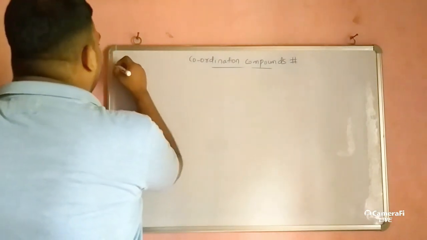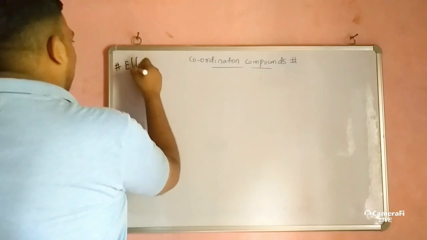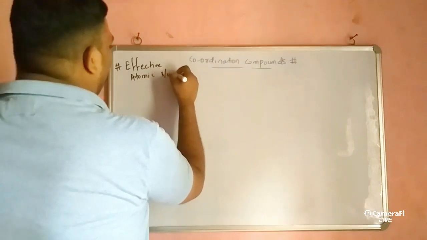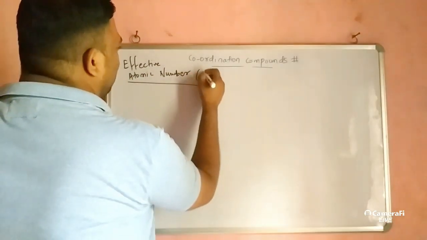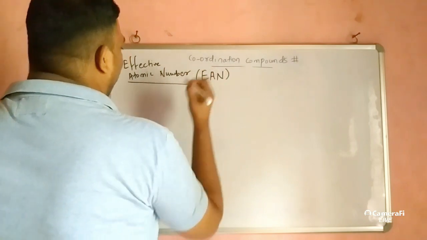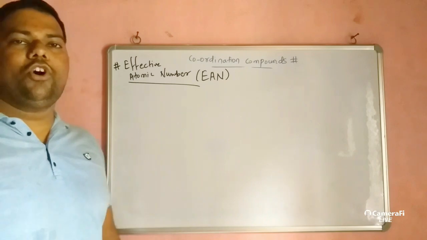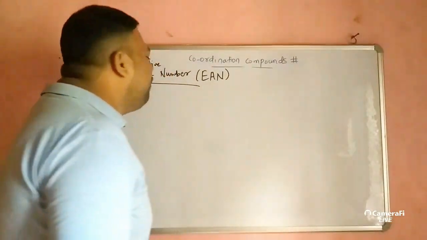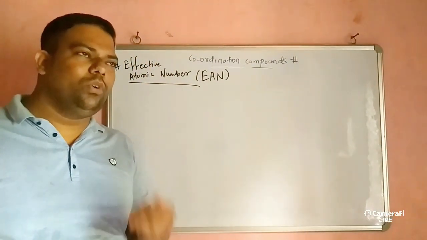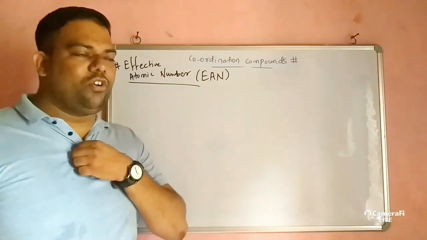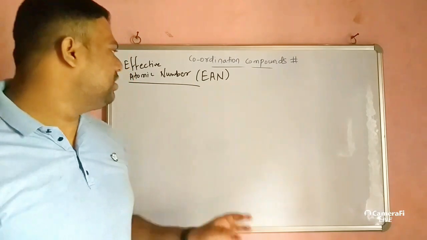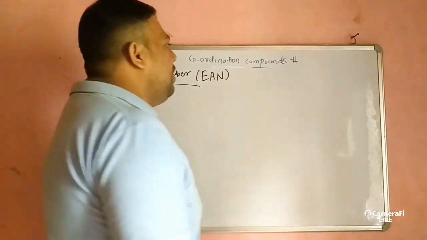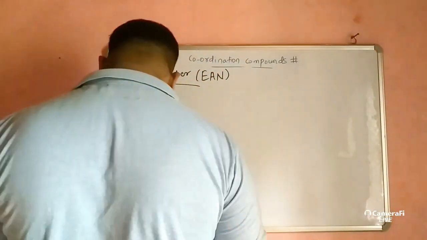So you can write it as a heading: effective atomic number, in short EAN. As you know, we have effective nuclear charge and all. The effective atomic number is relative to our atomic number, that is Z. So we will directly concentrate on this very important part.